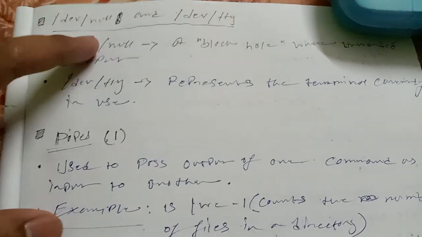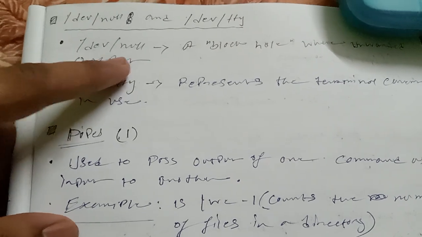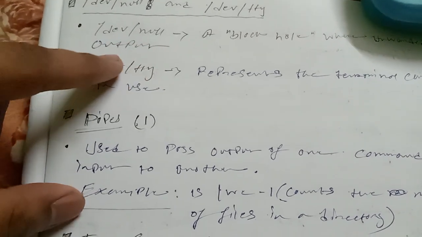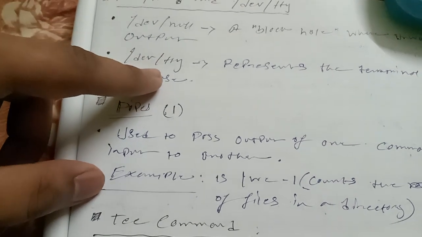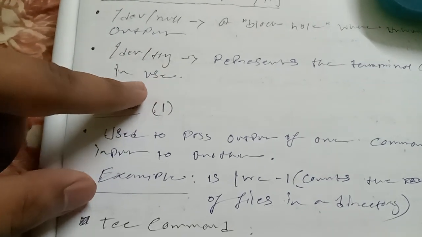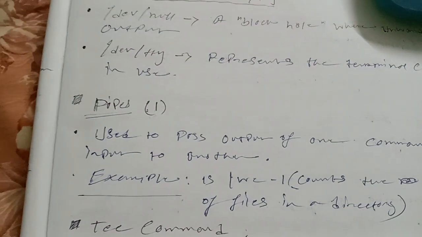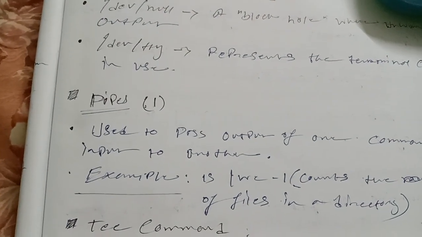Then slash dev slash null and slash dev slash tty. Dev null is a black hole for unwanted output. Then dev tty represents the terminal currently in use. tty shows the terminal currently in use.